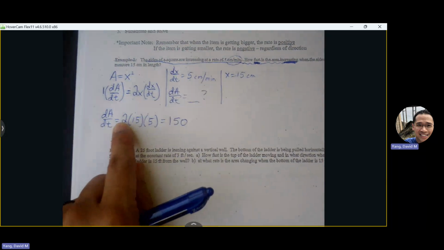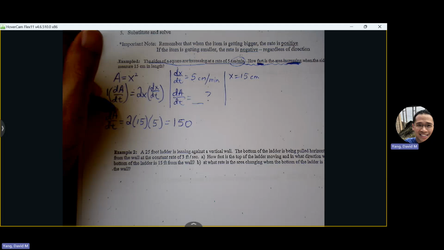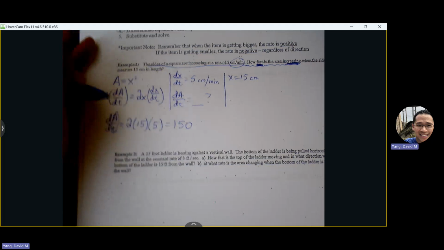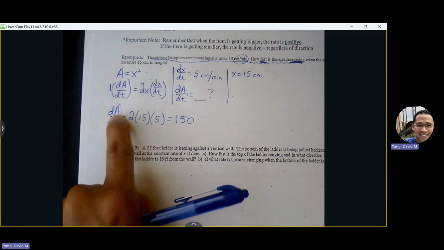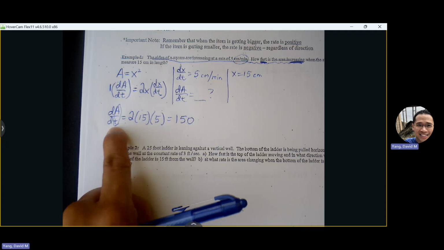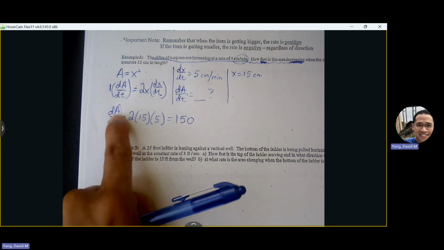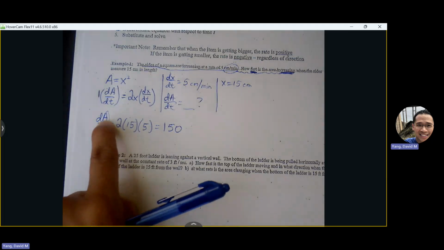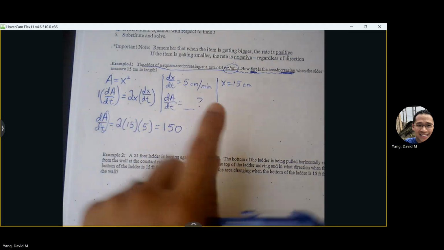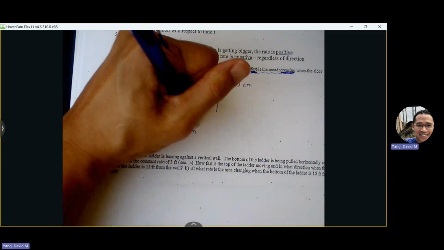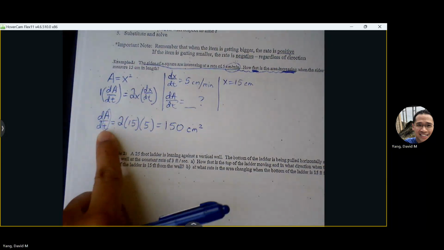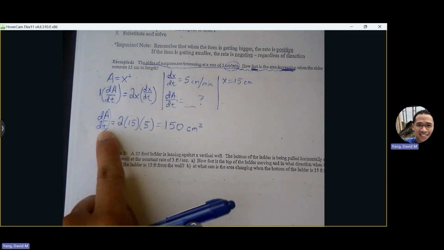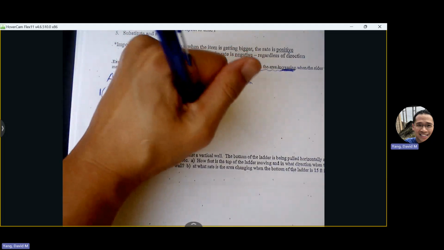So the way you find your units is you look at whatever variable is coming from. We have area and we have time. And then we have to make sure we include those units and divide by one another. What's the area unit for this problem? That's centimeter squared. So we have to make sure we include that centimeter squared. And then the time component is minutes. So centimeters squared per minute.